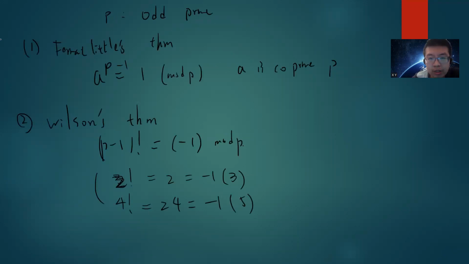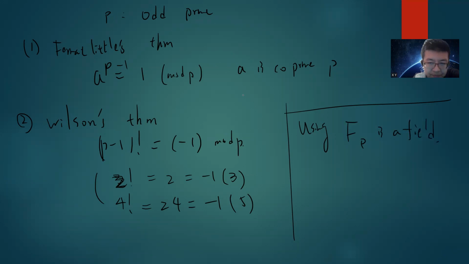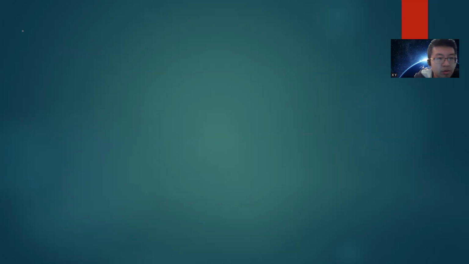The proof idea is very simple, just using that F_p is a field. That will be enough for you to prove these theorems. Let's go to the proof of Fermat's little theorem. I will provide two proofs. Proof one is very simple.